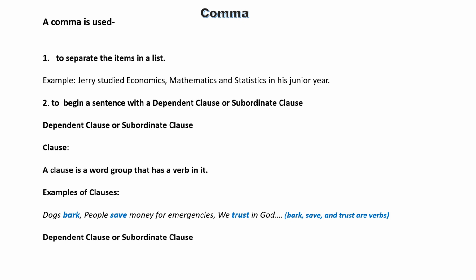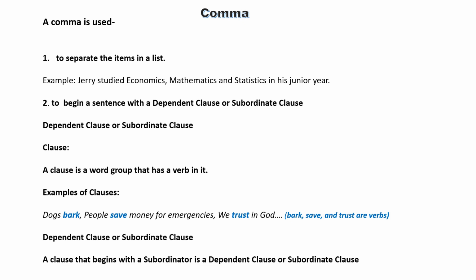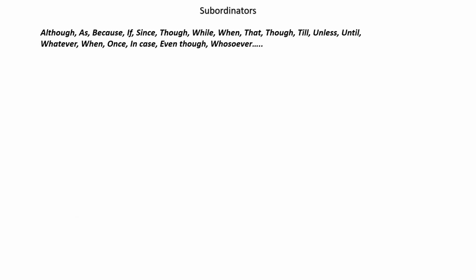Now, what is a dependent clause, or what is a subordinate clause? A clause that begins with a subordinator is a dependent clause or a subordinate clause. Here you have a list of subordinators. Now you know that any clause that begins with a subordinator is a subordinating clause. And when a sentence begins with a subordinating clause, then a comma must be placed after the subordinating clause.